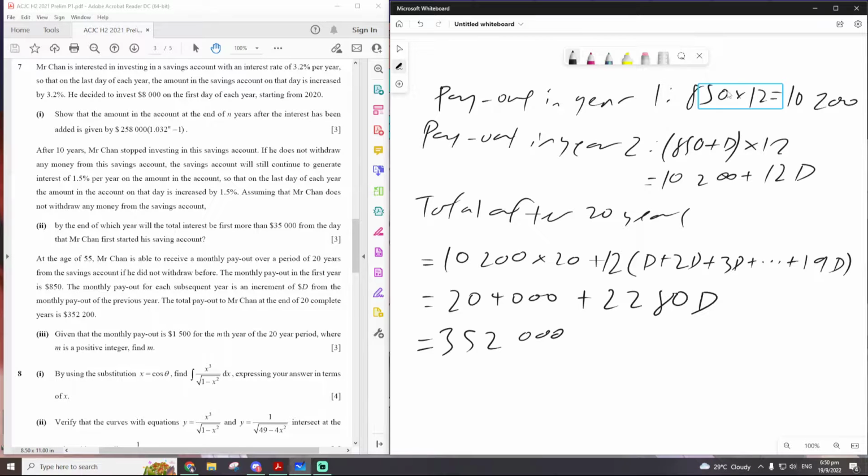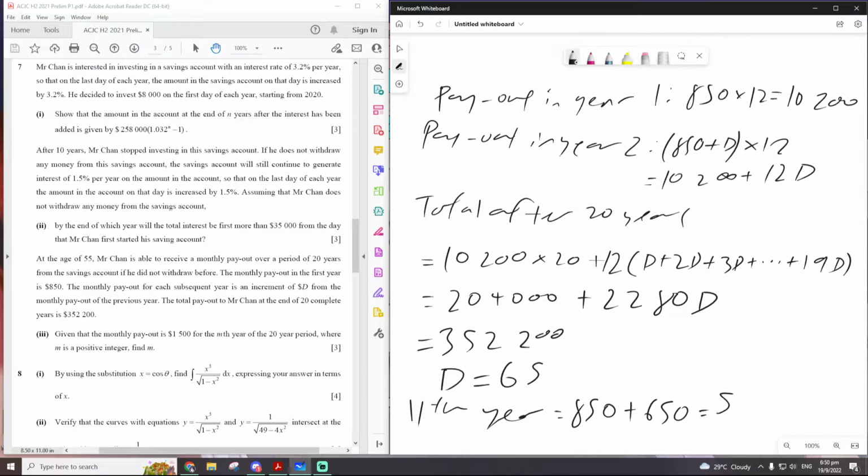Oh, it's not 352,000, it's 352,200. Okay, sorry about that. Okay, then you can figure out what D is, and you will actually get D is 65 exactly. So 11th year is going to be 850 plus 10D. So that will be $1,500. Okay, so that's your M value also. M is 1,500. Alright, cool.